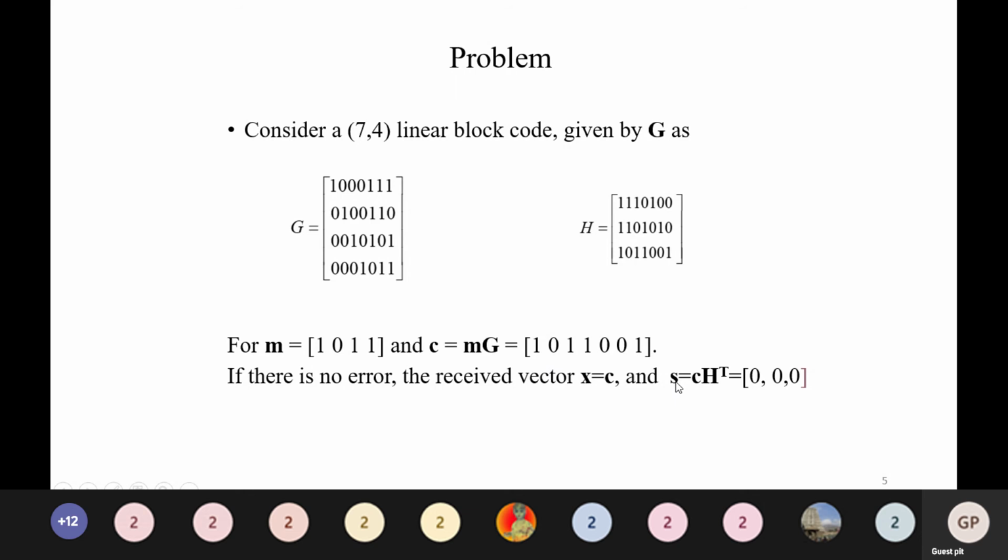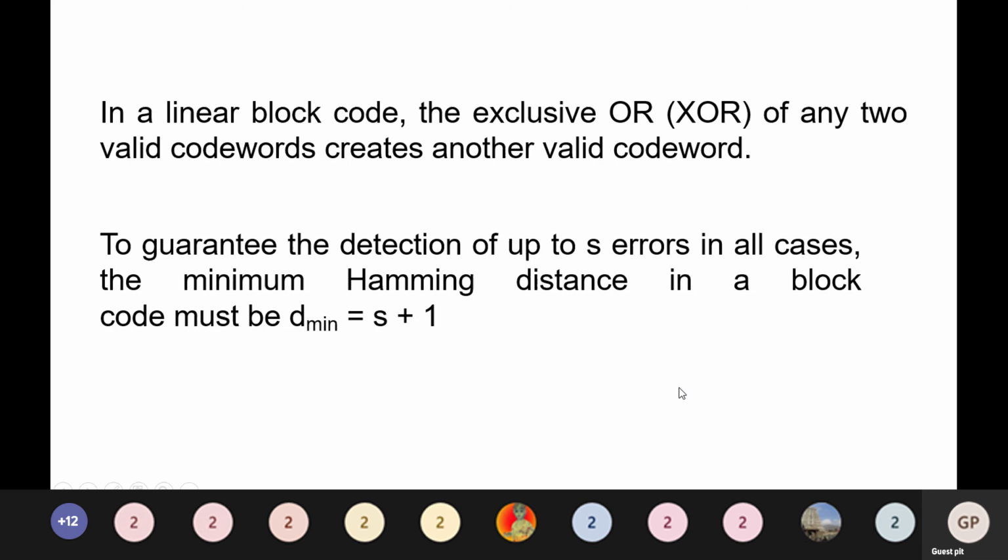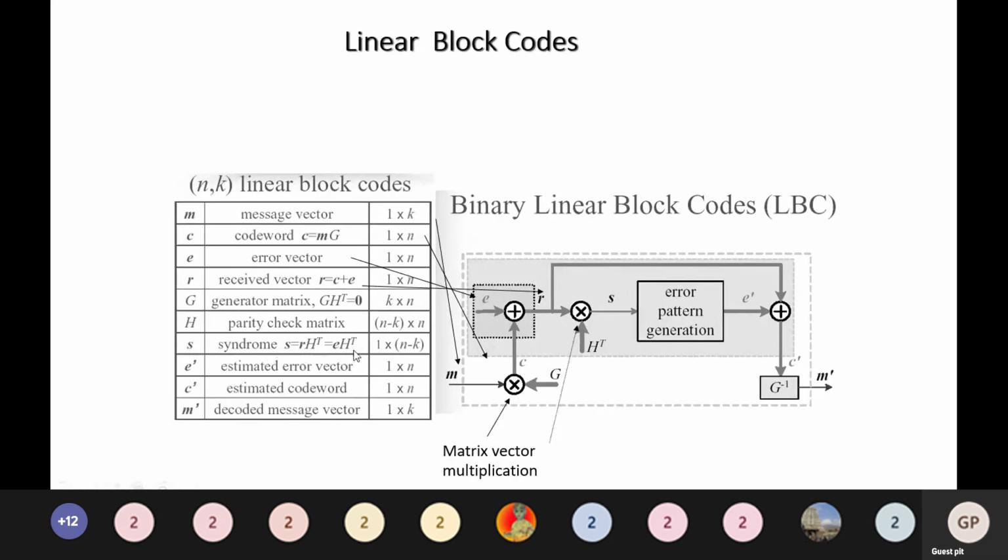This is the syndrome actually. We have seen what the pattern for the syndrome is. Here S is equal to R into H transpose, which is equal to E into H transpose, where R is the received code word, H is the parity check matrix, and E is the error pattern.